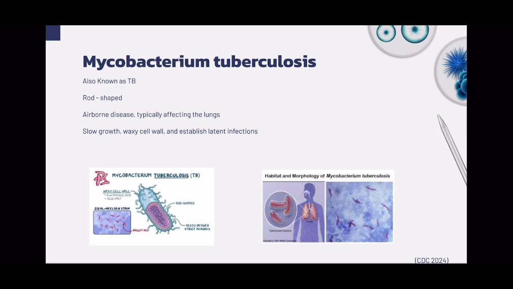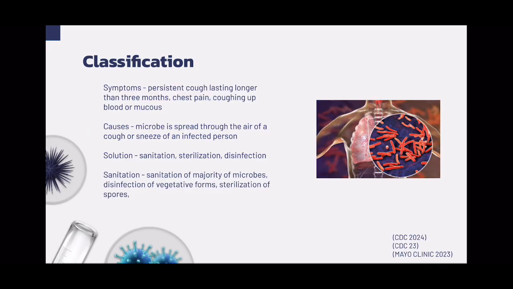The microbe is rod-shaped, airborne disease, typically affecting the lungs, slow growth, waxy cell wall, and establishes latent infections. The image on the left is showing a cartoon depiction of what the microbe looks like, while the image on the right is showing where the microbe best survives and how it looks in the actual tissue of the lungs. We said that this is an airborne disease, so it makes sense that it would be somewhere in our body that is infecting the air.